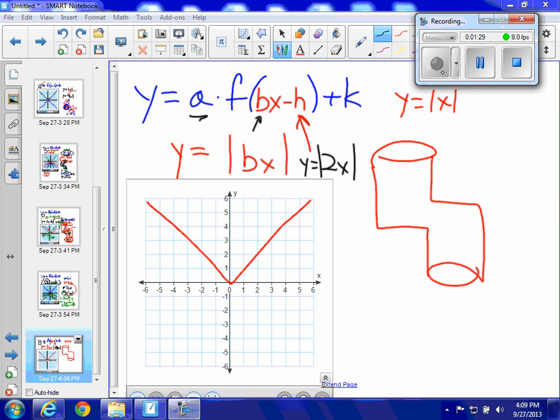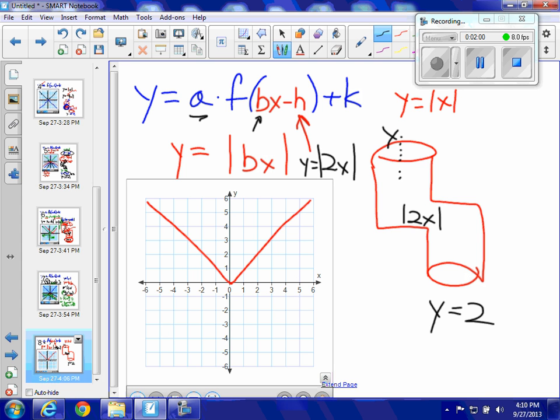So like we did with the h, I want you to think about what x value do I need to get a particular y value? Well, let's say that I want to find out what x values I need to put in to get the y value of 2. So I know that my function is the absolute value of 2x. What x am I going to have to drop into the function machine so that I wind up with an answer of y equals 2?